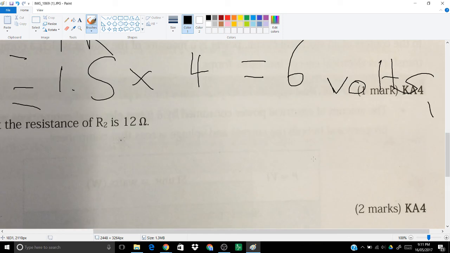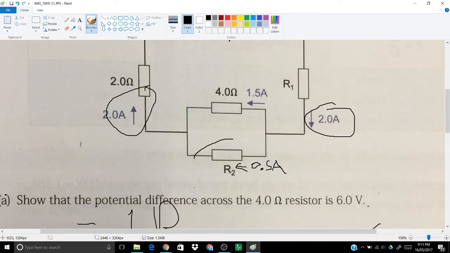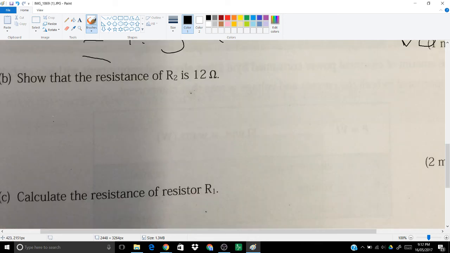Now we've got to show that resistor 2 is 12 ohms, so we've got to solve for this resistor here. We know that's 0.5 amperes. We also know that if this is 6 volts, then this is also 6 volts. When voltage comes through in parallel, the voltage doesn't decrease. It's the same in both. So we can use these two to solve for that.